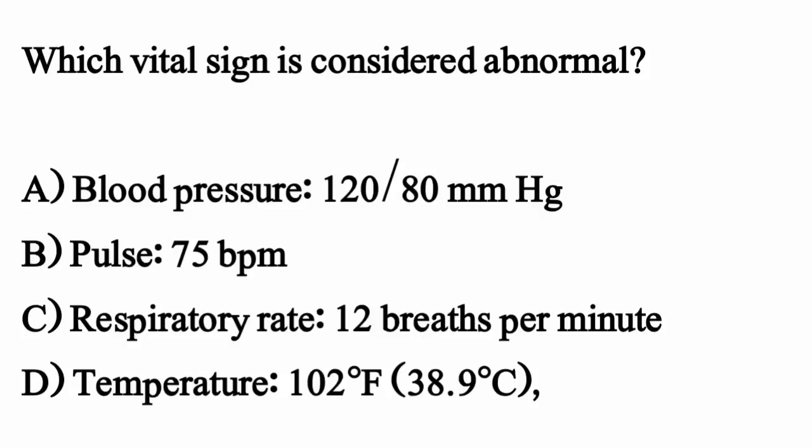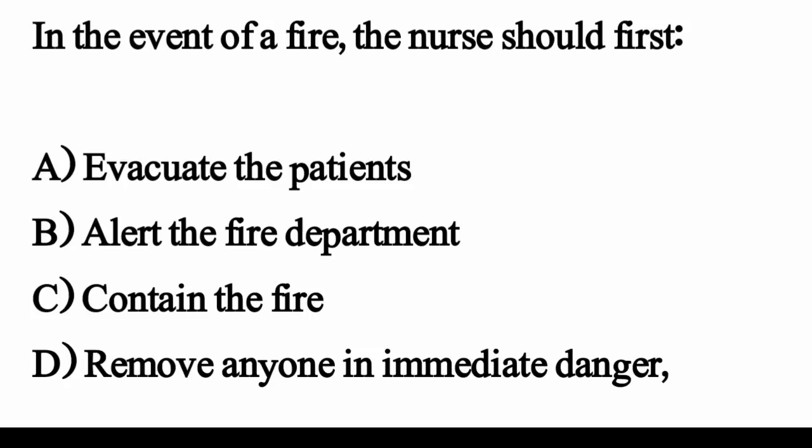Which vital sign is considered abnormal? The correct option is option D, temperature 102 Fahrenheit. In the event of a fire, the nurse should first. The correct option is option D, remove anyone in immediate danger.